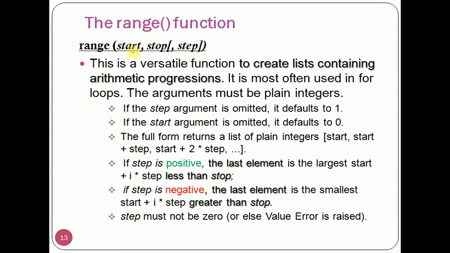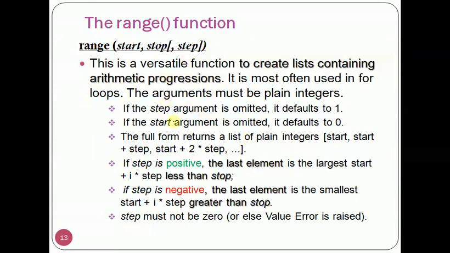Start means from which value we need to start. Stop value means it is the terminating point. The last value will be lesser than this stop value. Then step value means how much we need to increase each time. So using this we can generate a list of values. These arguments all are just integers.